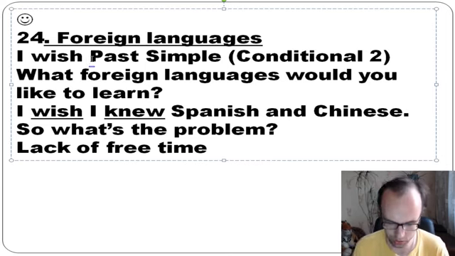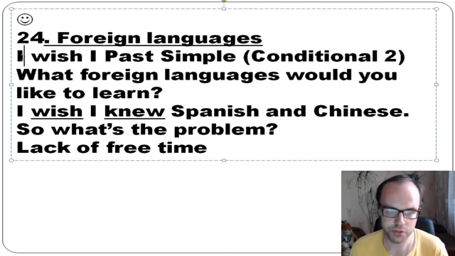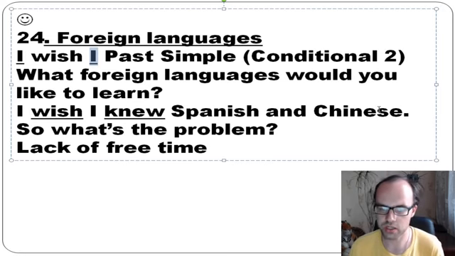So I wish, you have a subject, then wish, then you have a subject again, this subject or another subject, and then past simple. So I wish I knew Spanish and Chinese. It means that I don't know it now, that it's my wish, but it isn't so in reality.